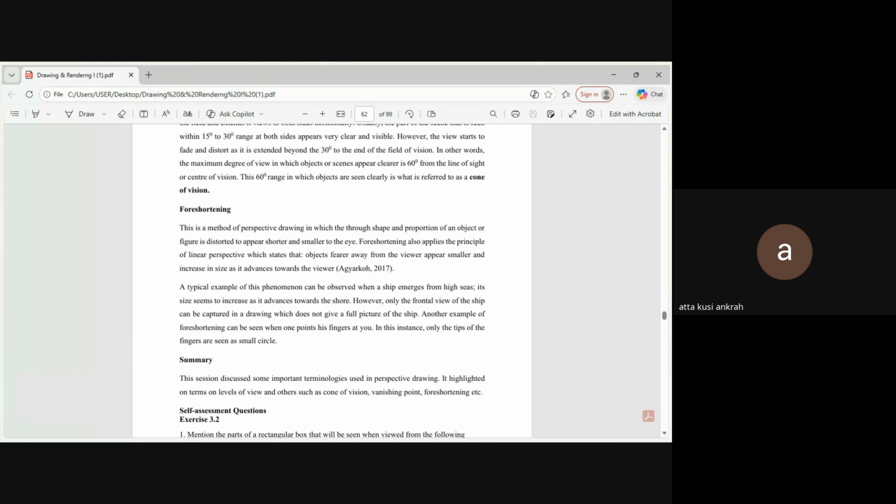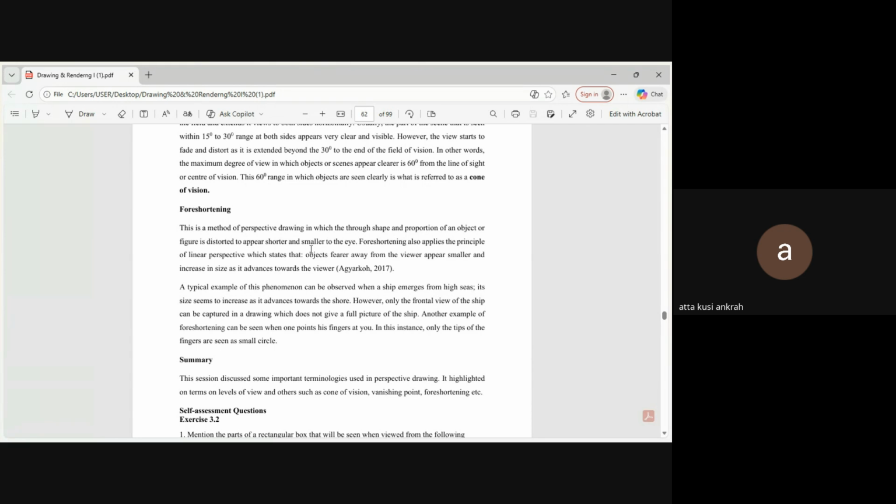Let's read what is there. This is a method of perspective drawing in which the true shape and proportion of an object or figure is distorted to appear shorter and smaller to the eye.